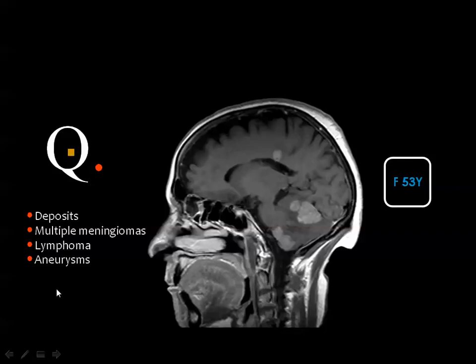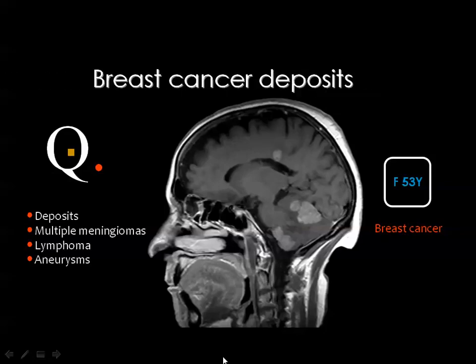This is not meningiomas because this one has no dural base, at least. And then you think of lymphoma because of the homogeneous enhancement. And these are not aneurysms, of course, but if you know that the patient had breast cancer, then these are metastases. Without this history, you consider the two possibilities, deposits and lymphoma.